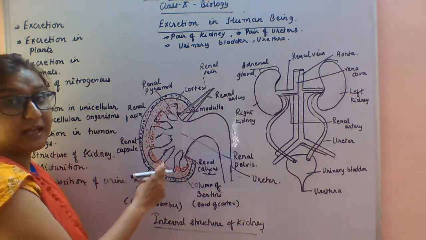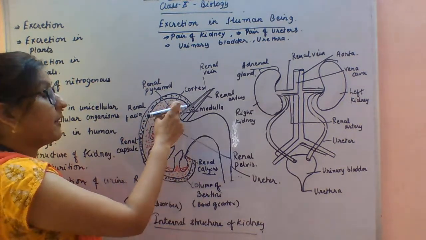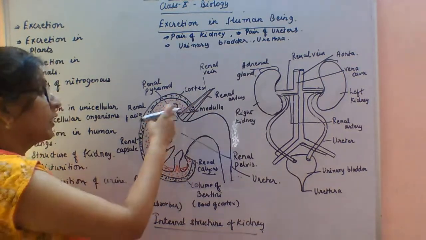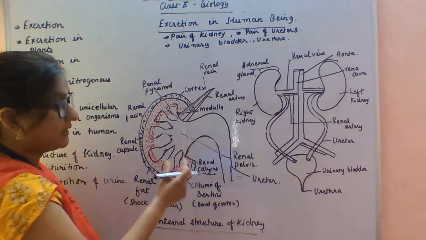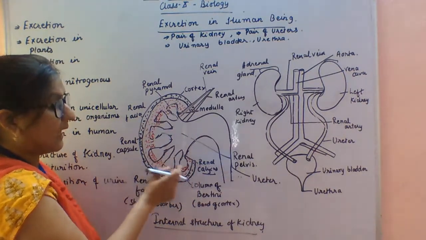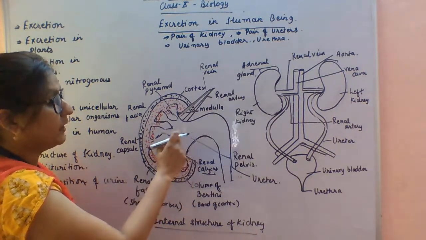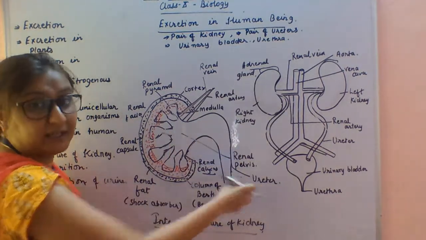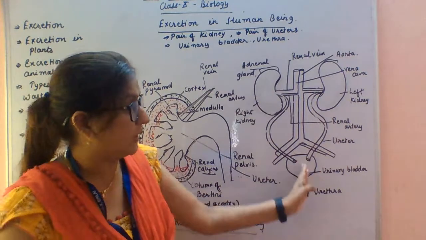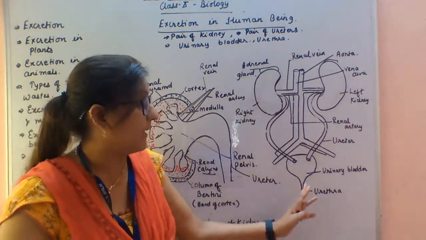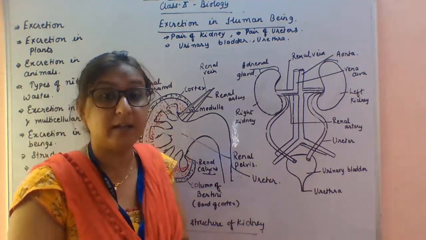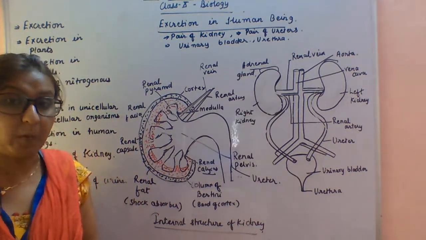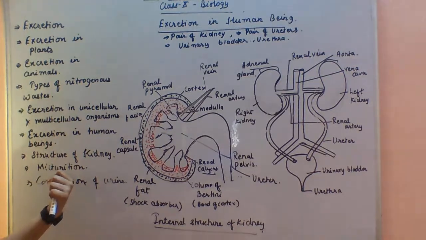And here the renal pyramids are there. Broader parts are towards the cortex, whereas narrower parts are towards the medulla. Okay, after that they open into the renal calyces, and then the renal calyces open into the renal pelvis, and then the urine drains into the ureter. After the ureter it reaches the urinary bladder, and through the urinary bladder it reaches the urethra and gets excreted out of the body. Okay, now I will explain micturition.